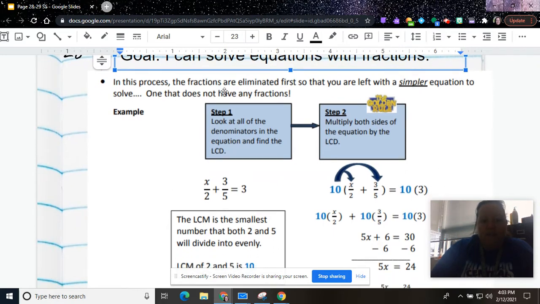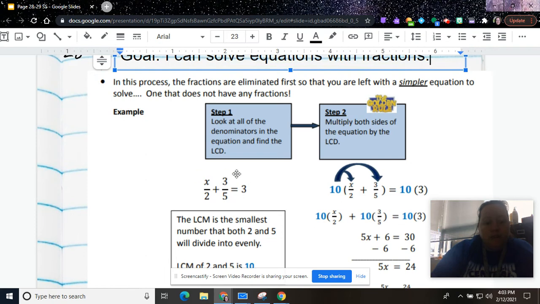So here's an example. It says, in this process, the fractions are eliminated first so that you are left with a simpler equation to solve, one that does not have any fractions. Basically, this step would happen after the distributive property. So you do have to do step 1 first. Do the distributive property, get rid of the parentheses, and then you could bust out your fractions. So here's how this works.